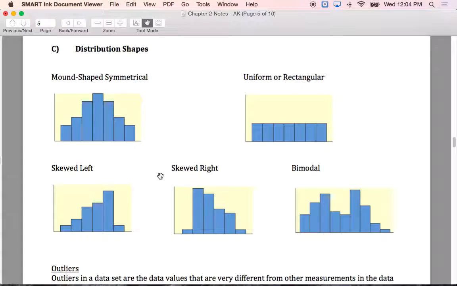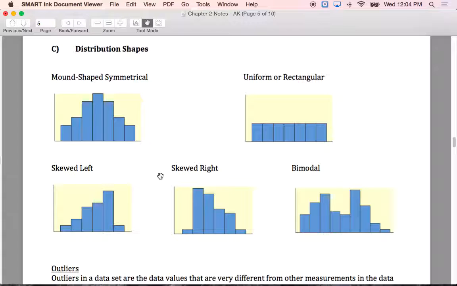Now we've got shapes for our distributions. So the first one here is mound shape symmetrical. So it looks like a bell curve. It goes up, comes back down, kind of the same thing on both sides of the highest point in the middle. Uniform or rectangular is going to be mainly all the same size, same height.